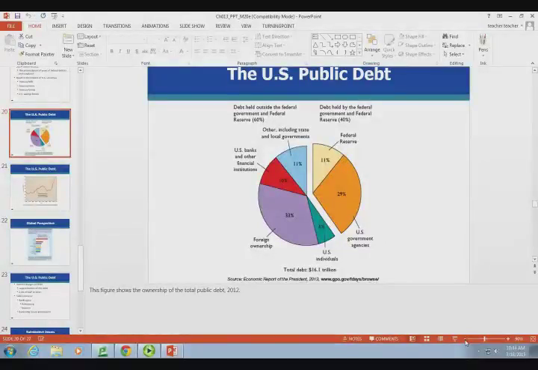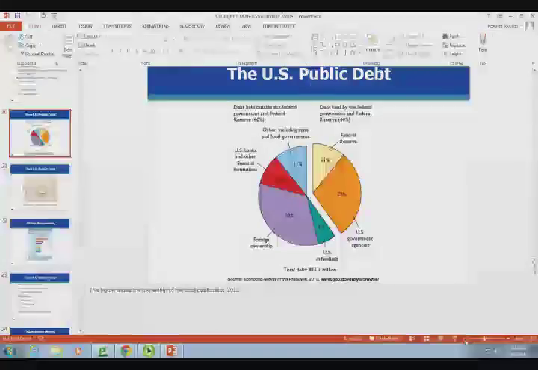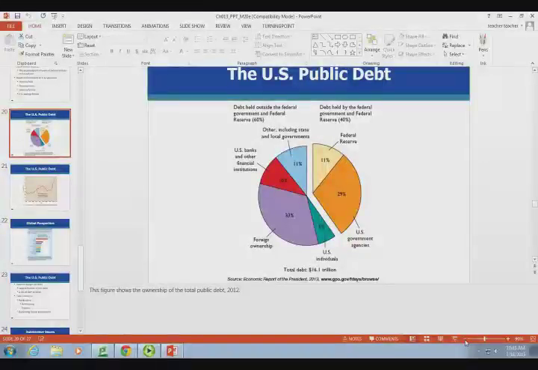When it says U.S. individuals, is that like us, like our debt? Yeah. Right, and that's not much at all. 6% compared to like 33% outside.